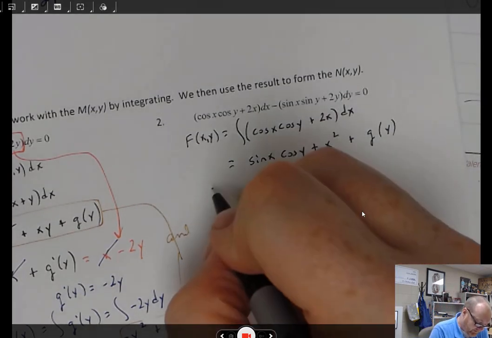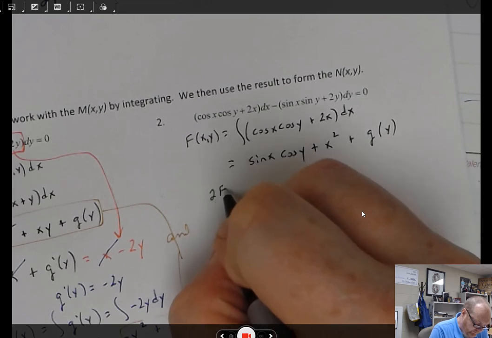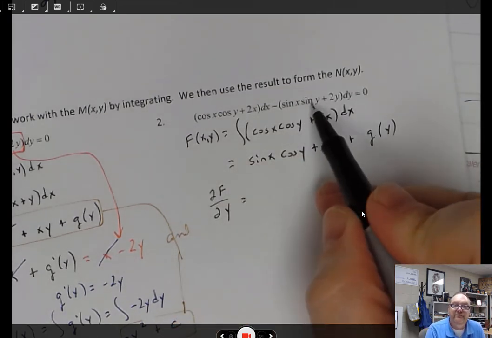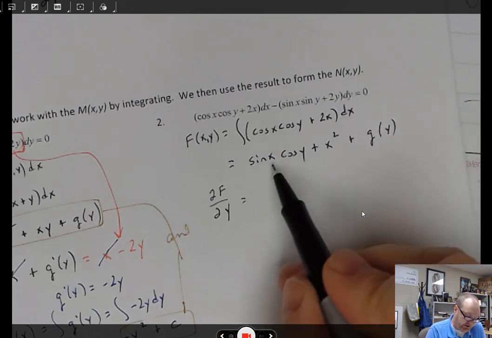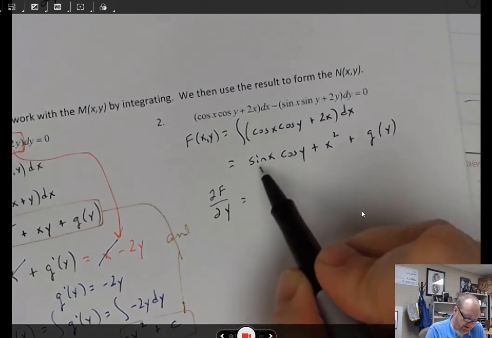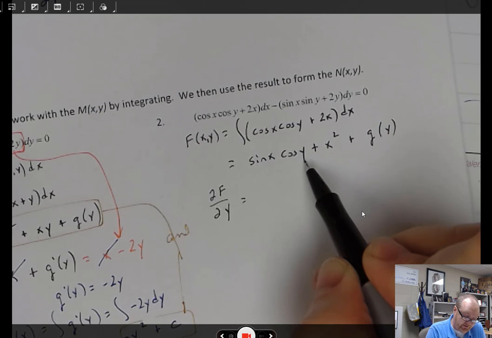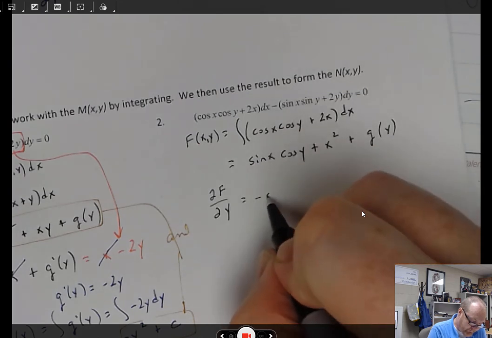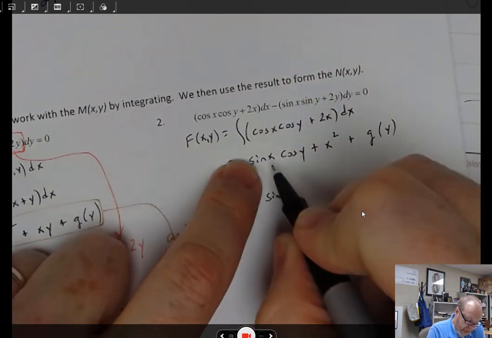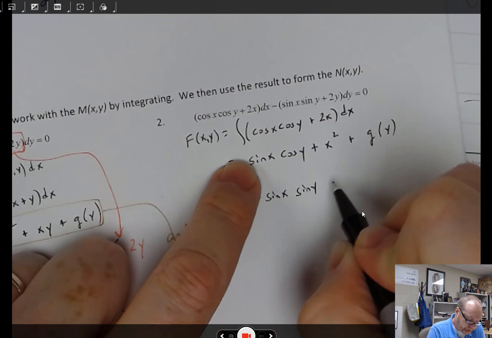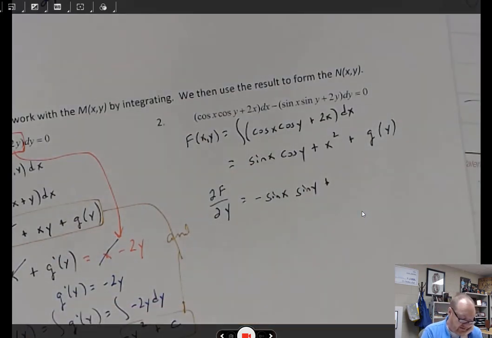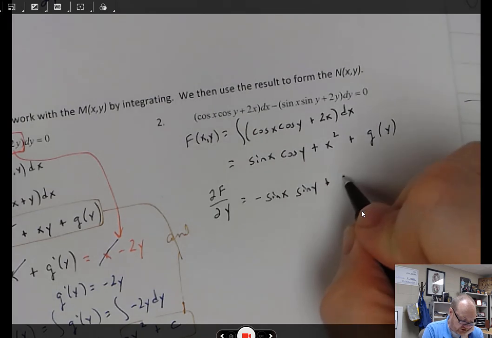Now, if I differentiate f with respect to y, I'm now kind of building on this other side. The only thing I need to differentiate here is the cosine y. The derivative of cosine is negative sine y, so a negative sine x sine y. The derivative of x squared is gone. And then g of y's derivative is g prime.